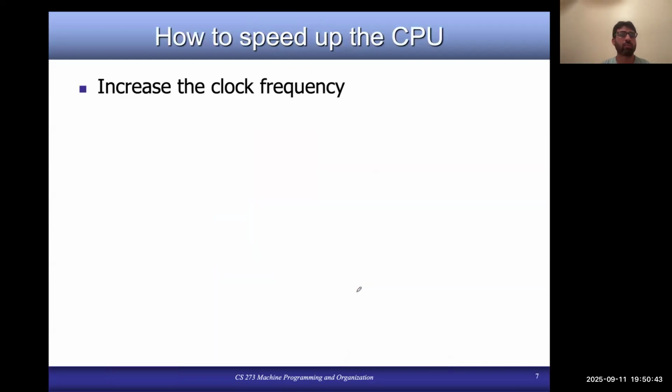So how can we speed up the CPU other than pipelining? Definitely one straightforward way is to increase the clock frequency, because normally one instruction is executed every clock, let's say in ideal cases, right? For example, most of the instructions in your AVR microcontroller are executed in a single clock. So if you make the clock frequency higher, you can execute more instructions in the same amount of time.